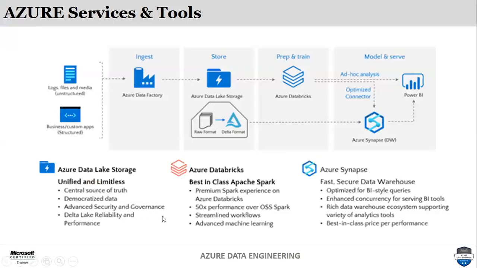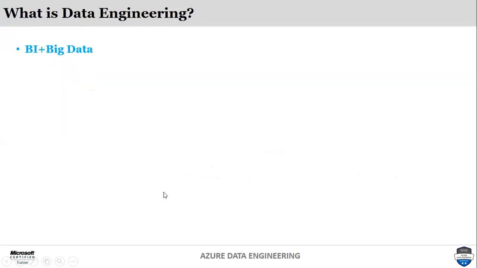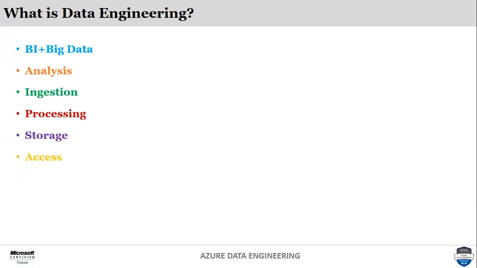So these are the four different phases of a data engineering project. If I summarize, BI plus big data, business intelligence and big data, make up data engineering. Big data is data which is huge in volume, in different formats and in different places. You analyze the data, ingest it, process it, store it, and access it, and you need to make sure you give the right access to the right people. These are all the different levels of activities performed in a data engineering project.